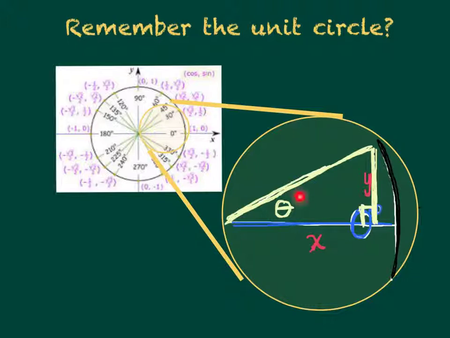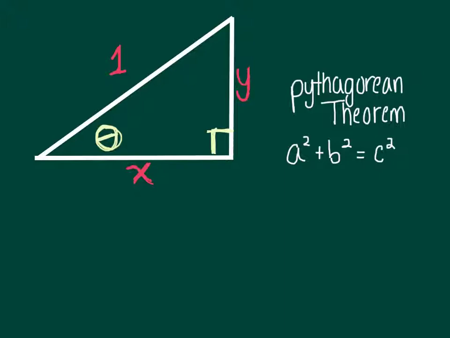The angle has been labeled as theta because this works for any angle on the unit circle. Could be 30, 45, 60, any angle. So let's see how the Pythagorean theorem can actually help us learn some interesting things about our trig ratios. For any right triangle, we know that one side squared plus another side squared equals the hypotenuse squared.